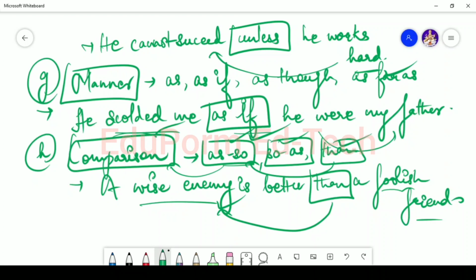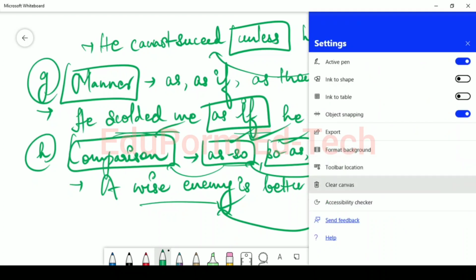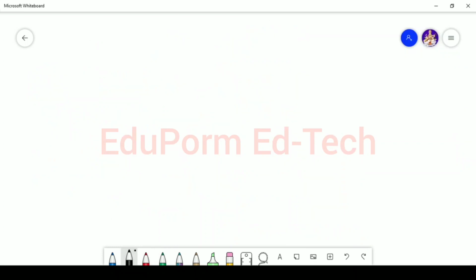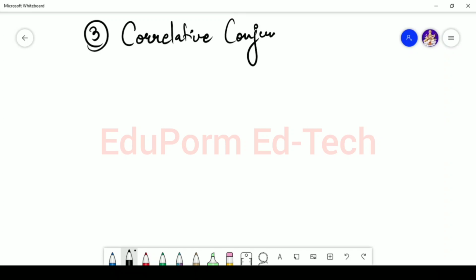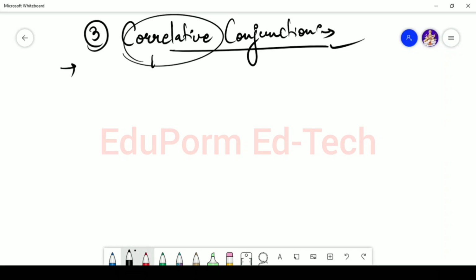Okay, now the last one, which is the third type of conjunction, is correlative. Third one is correlative conjunction. Okay, now what is correlative conjunction? The correlative conjunction means these conjunctions will basically exist in pairs. These conjunctions exist in pairs.